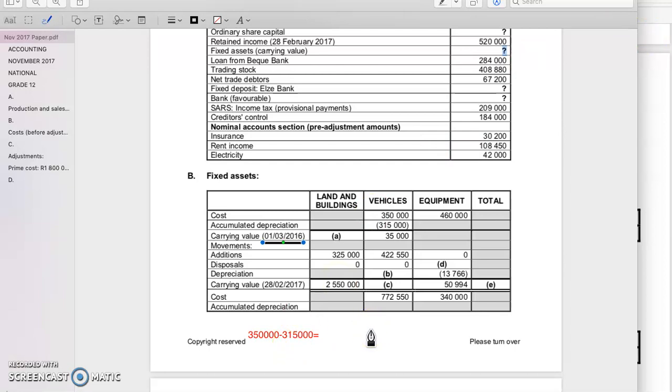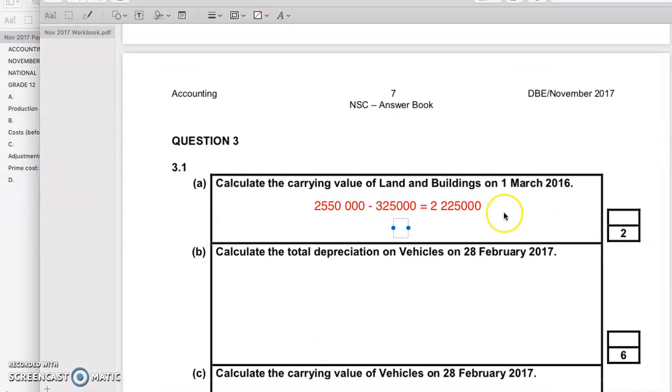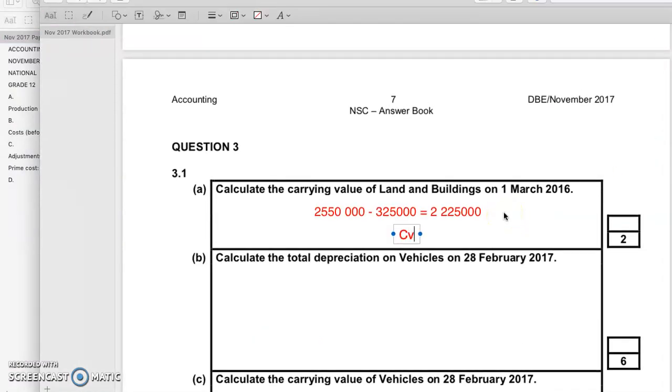They just want to see that carrying value at the beginning plus additions give you this, which means if you want to calculate A, you have to work backwards. You have to say carrying value at the end minus additions should give you the carrying value at the beginning. And here it is. It's very easy. I'll write it for you. Carrying value at the beginning minus additions gives you carrying value at the end. So that's it. 2 marks, easy.